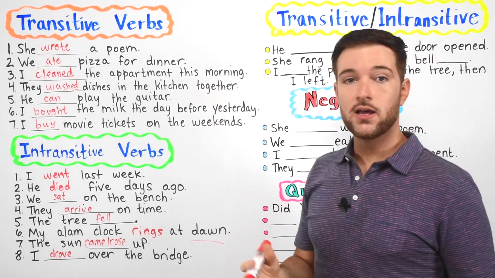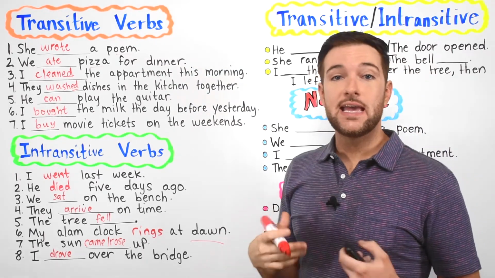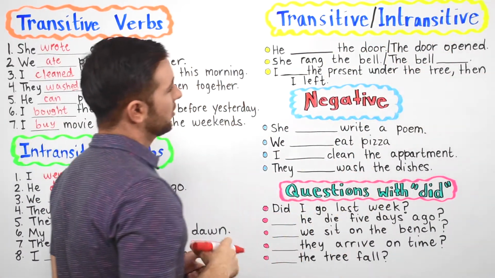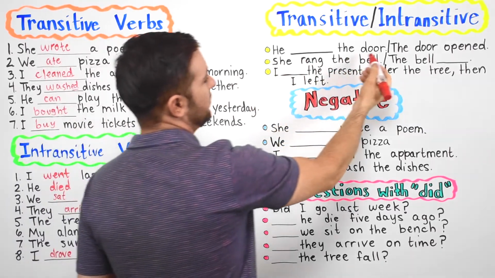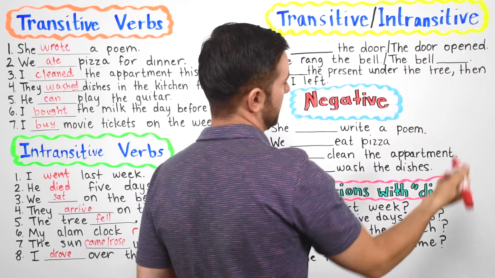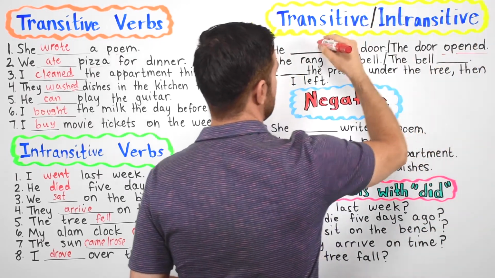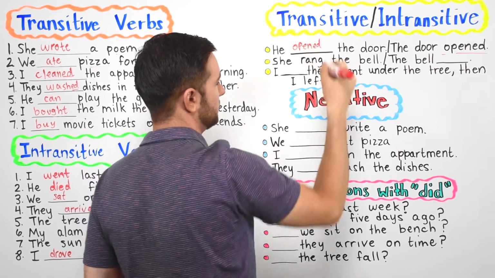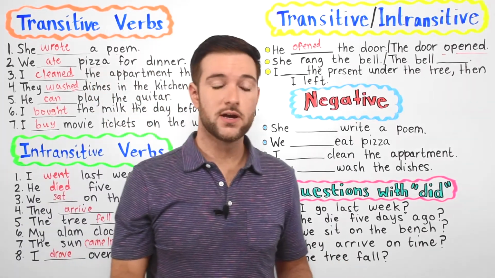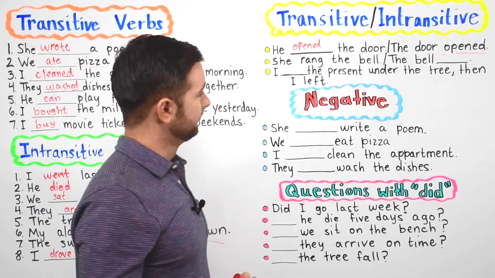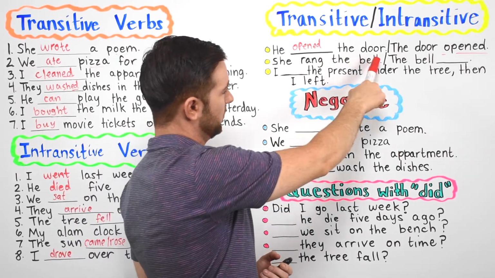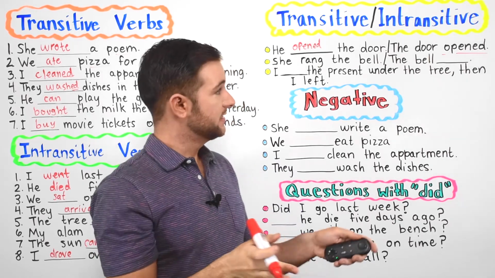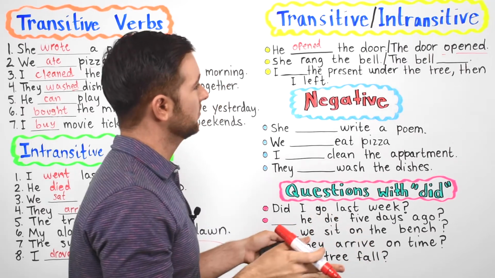Okay? So, toutefois, quelques verbes sont à la fois transitifs et intransitifs. Okay? So, transitive and intransitive. Okay? Regardez les exemples. He blanked the door, or the door opened. Okay, so we're going to take opened right here, and we'll bring it here. We could say, he opened the door, okay, or the door opened, right? So, il a ouvert la porte. He opened the door. And then we have the door open, so the door came open by itself, okay? La porte s'est ouverte. The door opened.